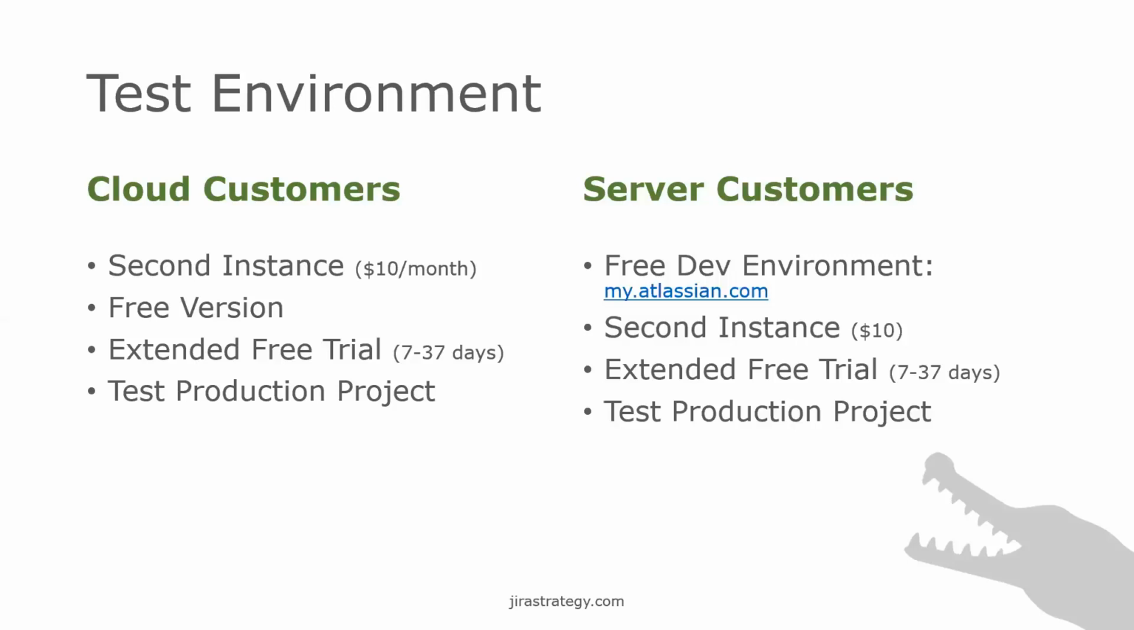And then if you have no better option, at least create a test project in your production instance and make your changes there first. And then server customers, you've got a lot of options too. Really nice, you can get a free license for a development and testing instance. Have your technical contact log into my.atlassian.com and they can generate that license. And then of course you can also go the second instance route and pay the lowest license tier, and that's a $10 one-time payment for 10 users. And then there's also that 37-day trial. And then if you can't do any of those, create a test project in your production instance.